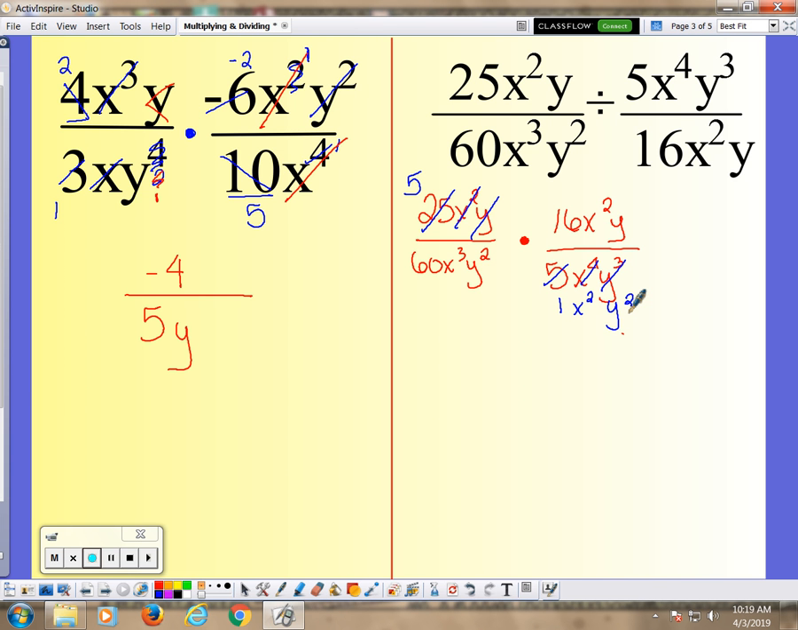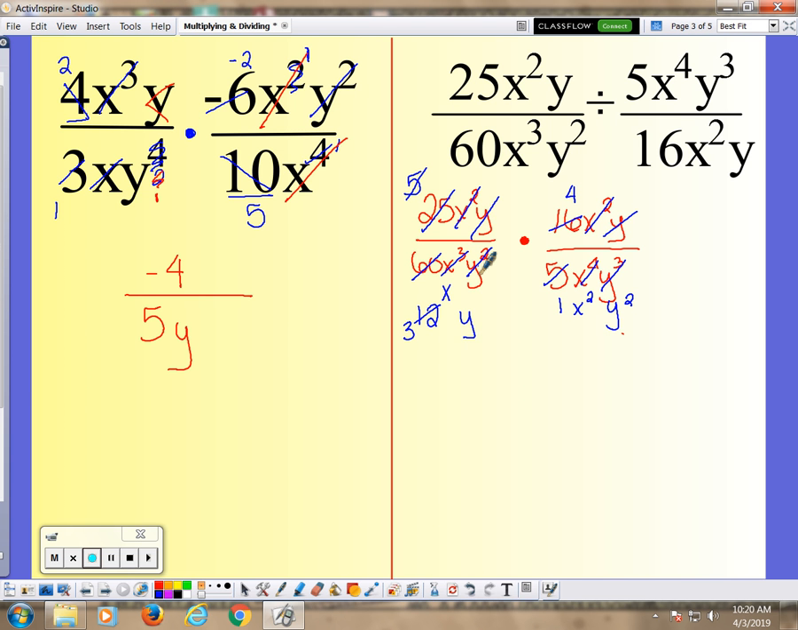Let's see, what can I do going this direction? Well, I can take 5 into 60, and that will leave me 12. What else can I do? Now this 12 and this 16 both are divisible by 4, so that's a 3 here and a 4 there. X cubed and x squared, so this guy leaves me an x. This y squared and that y, that leaves me a y in the bottom.